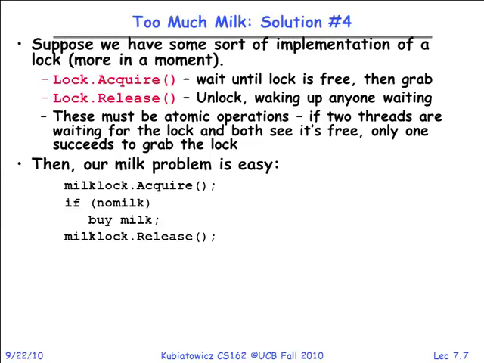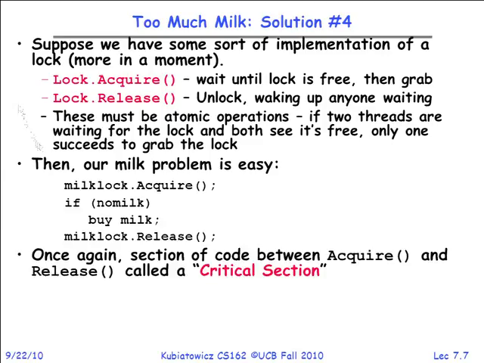Okay. Now the section in here, again, is going to be called our critical section, and this is the section of code that we're protecting, and basically the semantics are exactly one thread can be inside the critical section at once, and that's what we're doing with the locks.